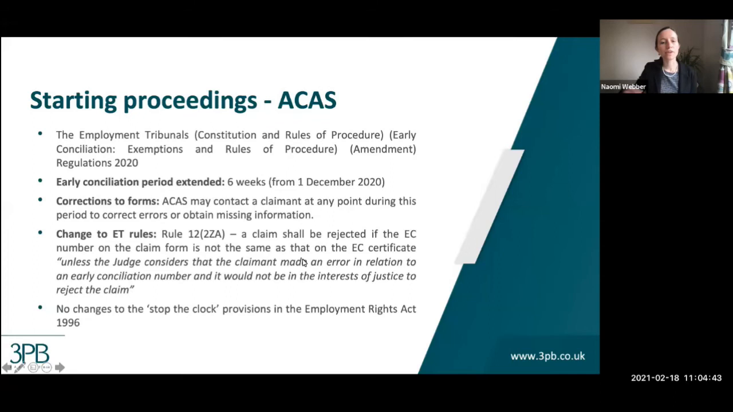Moving then to the first of these topics, starting proceedings, I'm going to look at two different points within this, the ACAS process and issues about time limits.